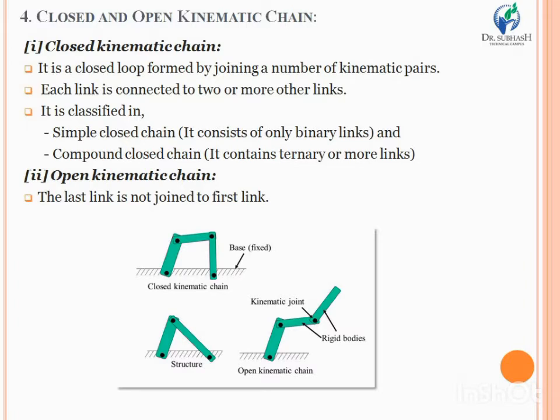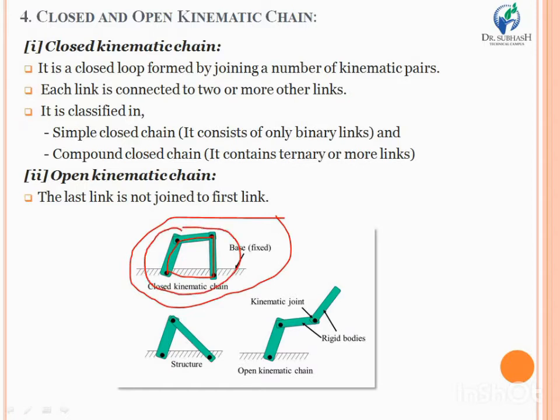But if the last link of the kinematic chain is not joining to the first link, then this chain will be known as an open kinematic chain. Look at the bottom diagram. You can easily compare the closed and open kinematic chains. This is the closed kinematic chain. You can see that each link is connected with each other, and the last link is of course connected with the first link. So this forms the closed circuit, or closed loop.